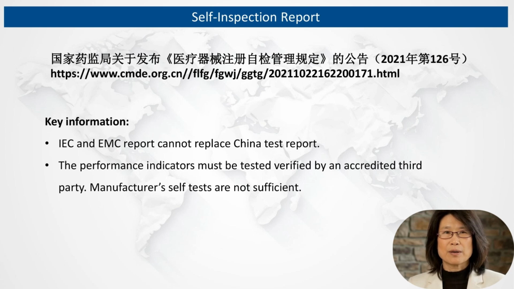There are 2 major limitations in the self-testing regulation. One is EMC and IEC testing must be done in China. Second, the performance indicator testing has to be done at an accredited third-party lab. So in summary, the self-testing regulation is a welcome measure, but in reality, it is quite difficult to implement.